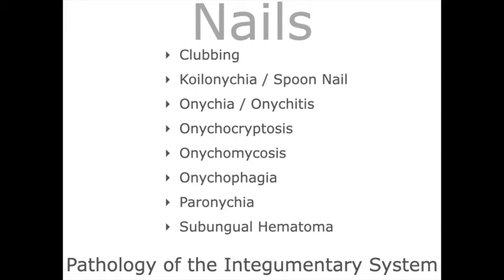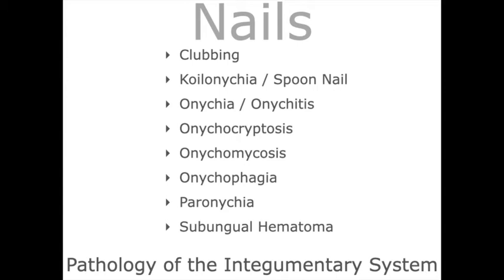Onychia, also known as onychitis, is an inflammation of the matrix of the nail. Onychocryptosis means ingrown toenail. Onychomycosis is any fungal infection of the nail. This condition, which is difficult to treat, may cause the nails to turn yellow, brown, or black, and become thick or brittle, depending on what type of fungus is involved. Onychophagia means nail biting or nail eating.